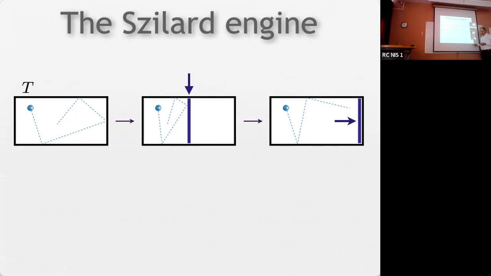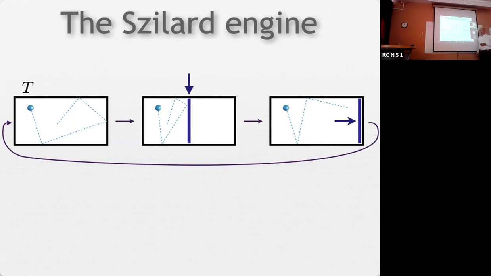And then you remove the piston. Sorry that it is not here. You remove the piston, and you go back to the original. This is a cycle. You see, there is a cycle.